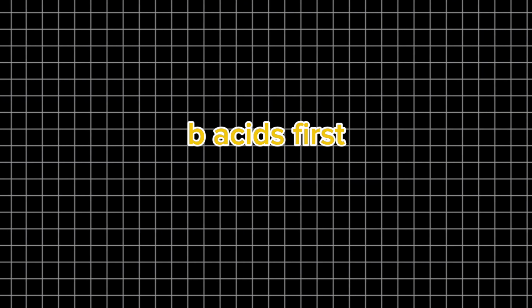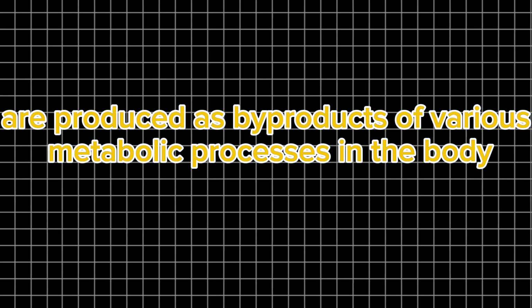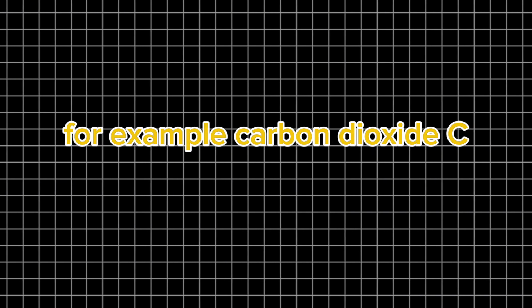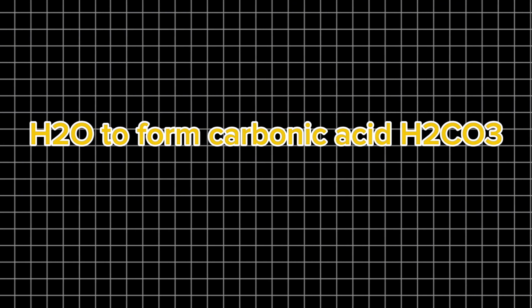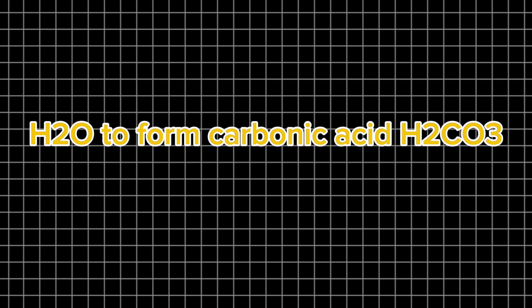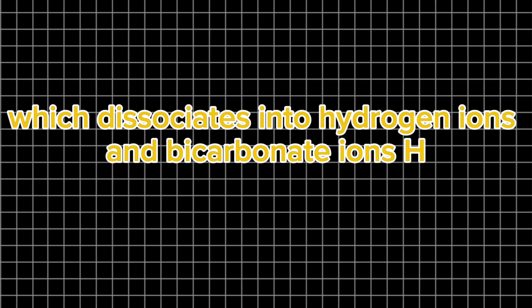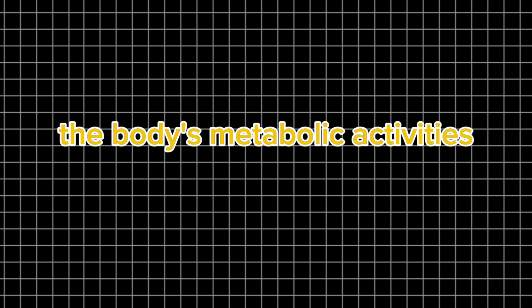B. Acids. 1. Production and role in metabolism. Acids are produced as byproducts of various metabolic processes in the body. For example, carbon dioxide, CO2, from cellular respiration combines with water, H2O, to form carbonic acid, H2CO3, which dissociates into hydrogen ions and bicarbonate ions, HCO3-. The production of acids is a natural consequence of the body's metabolic activities.